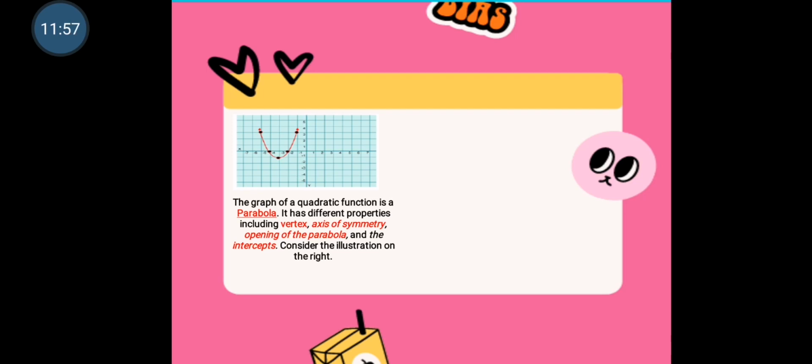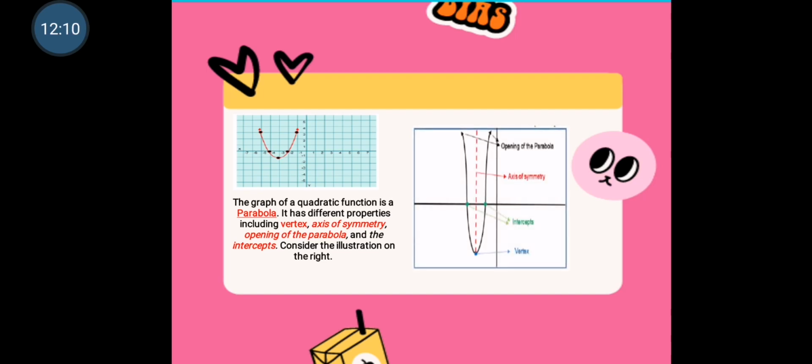So, wag nyo yung kalilimutan. And it has different properties, including the vertex, the axis of symmetry, the opening of the parabola, and the intercepts. So, para mas maintindihan, so ito po yung illustrations niya. So, ayan po yung opening ng parabola. So, ang ating parabola ay nakadepende kung ang opening ay upward or yung direction is upward or downward. So, meron din pong parabola na facing to the right side and left side.